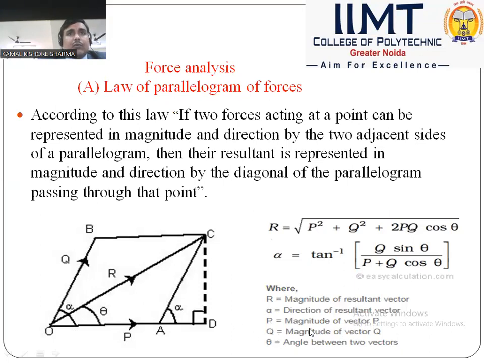So P is the magnitude of vector P, Q is the magnitude of vector Q, which are represented by OA and OB. R is the magnitude of the resultant vector, and alpha is the angle between the resultant vector and the force, and theta is the angle between the two vectors which is given.